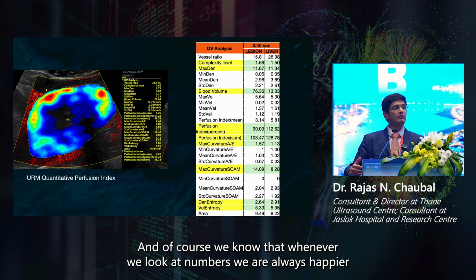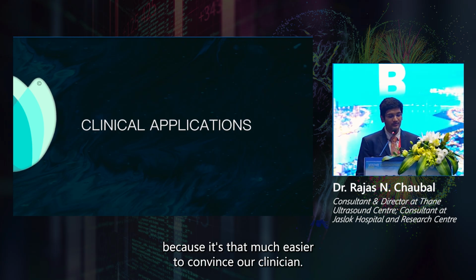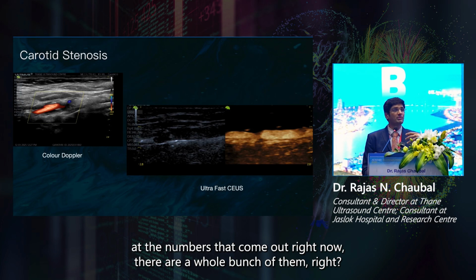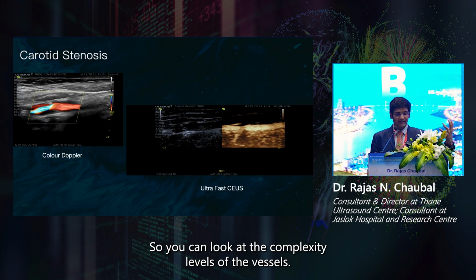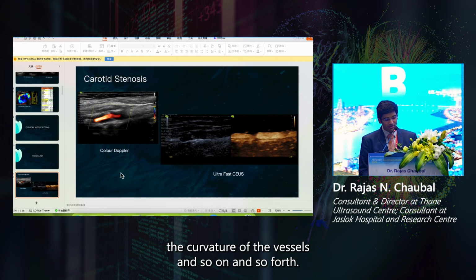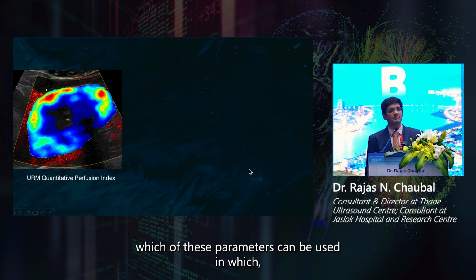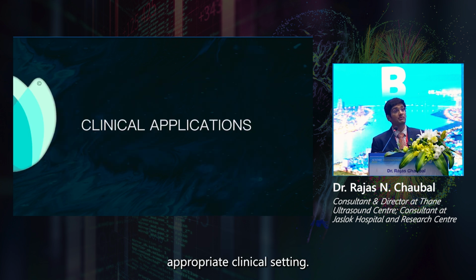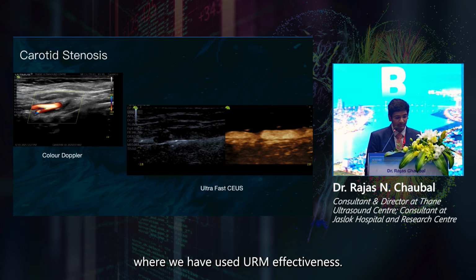And of course, we know that whenever we look at numbers, we are always happier because it's that much easier to convince our clinician. So if you look at the numbers that come out right now, there are a whole bunch of them, right? So you can look at the complexity levels of the vessels, you can look at the blood volume, the perfusion, the curvature of the vessels, and so on and so forth. So of course, we need to explore these applications to really see which of these parameters can be used in which appropriate clinical setting.